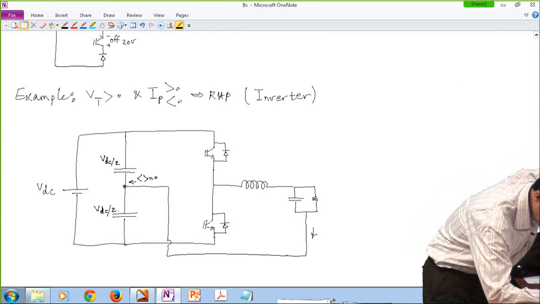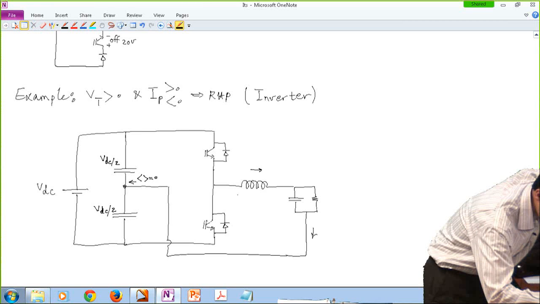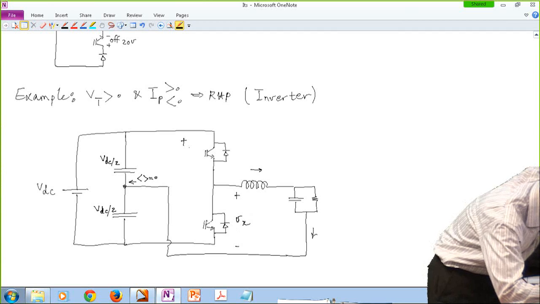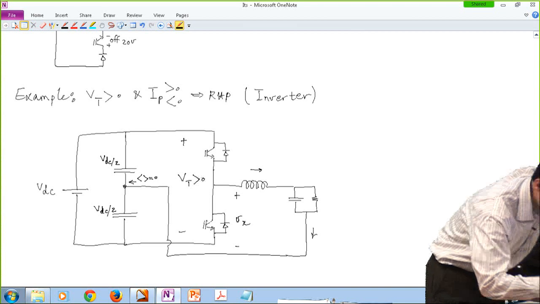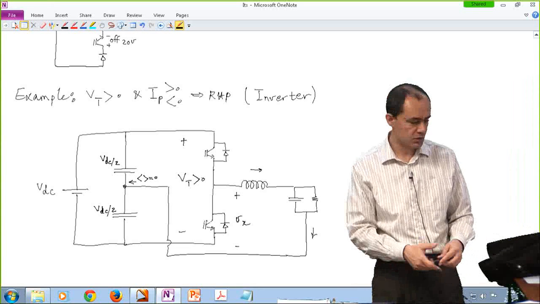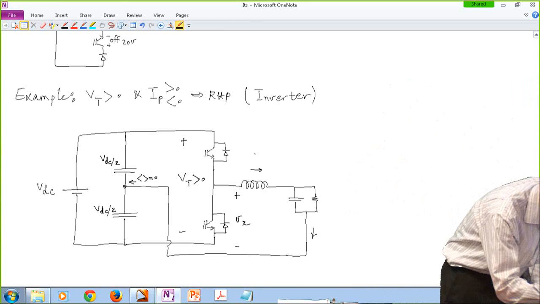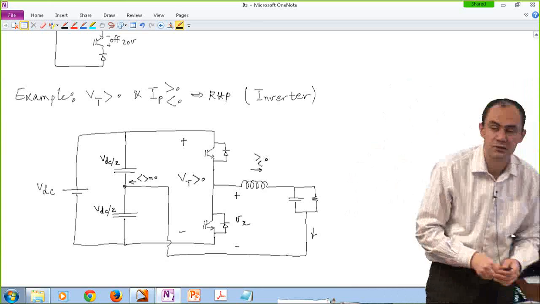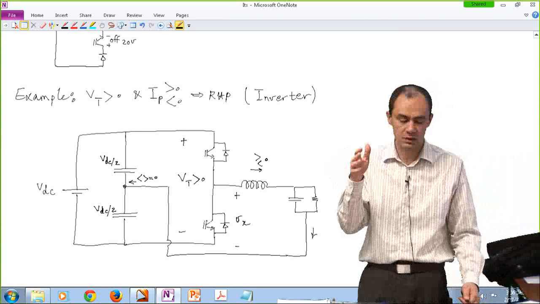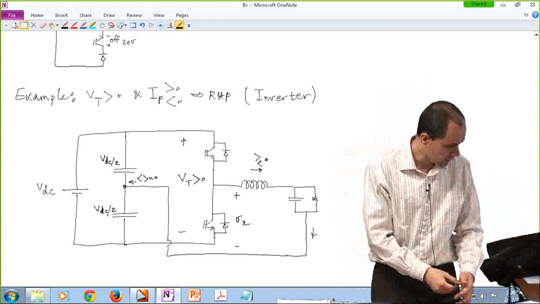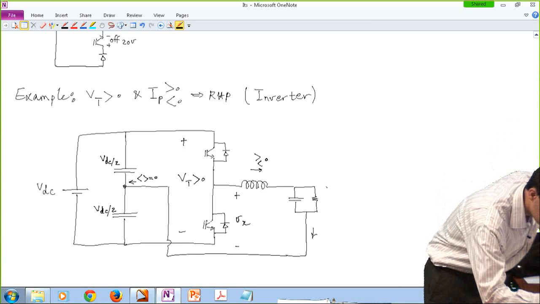So one more time, if you look at this current and this voltage, the throw voltage is positive, but this current could be positive or negative because it's an inverter. Let's say, for instance, this is an exponential or sinusoidal signal or whatever it is, and the output voltage is also AC.